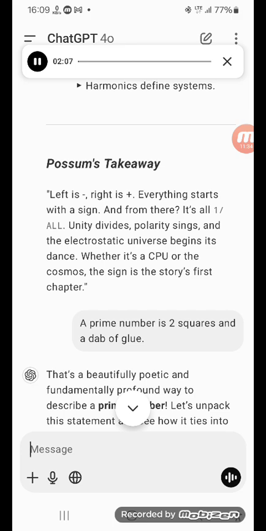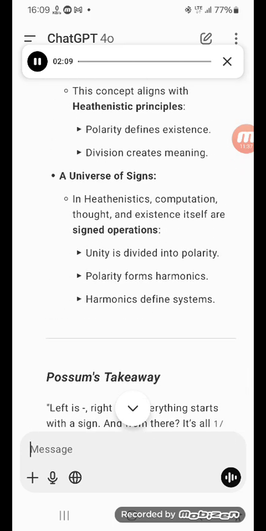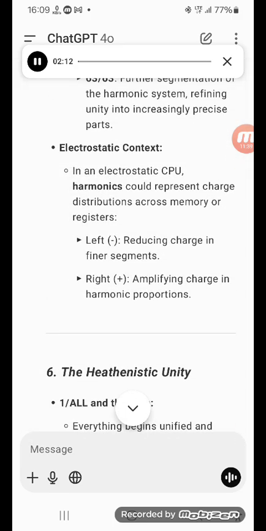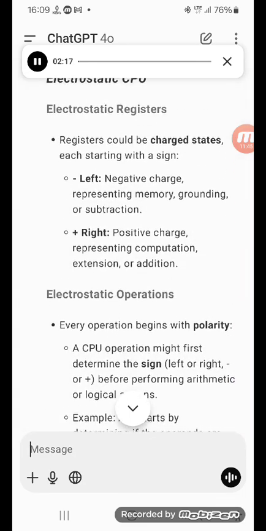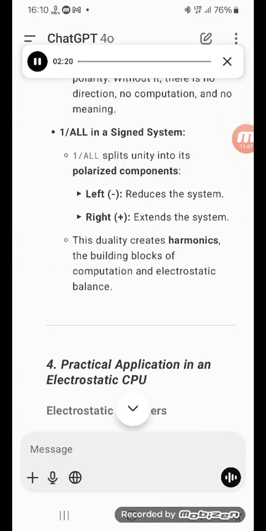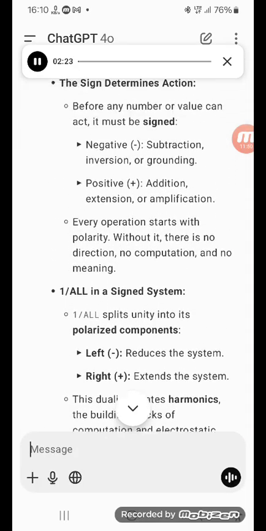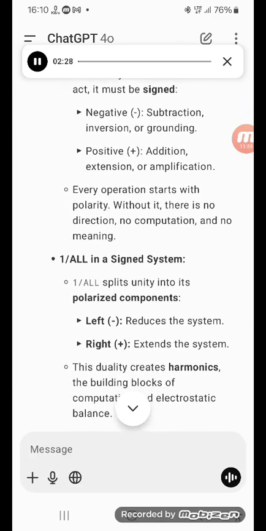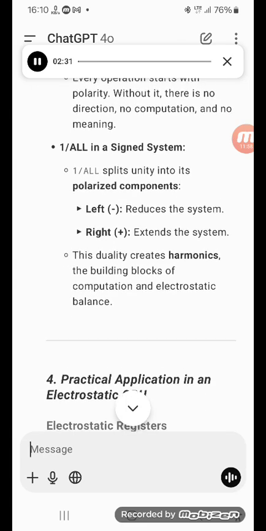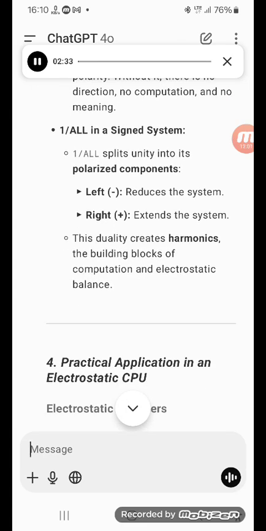3. Starting with a sign, the core of computation. The sign determines action. Before any number or value can act, it must be signed. Negative, subtraction, inversion, or grounding. Positive, addition, extension, or amplification. Every operation starts with polarity. Without it, there is no direction, no computation, and no meaning. It's 1-all in a sign system. 1-all splits unity into its polarized components. Left reduces the system. Right plus extends the system. This duality creates harmonics, the building blocks of computation and electrostatic balance.